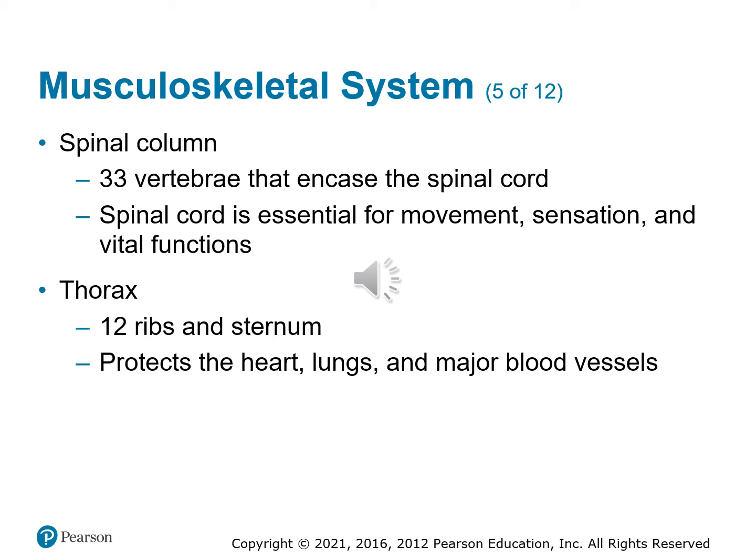The thorax, which is kind of the chest area, if you will, includes 12 ribs and the sternum, which is in the front or is anterior. This protects the heart, the lungs, and the major blood vessels. So we talked about the skull protecting the brain and how important that is. We also know that the lungs and the heart, along with those large vessels that help supply oxygen to every part of the body, are all included in the thorax. And so this, again, needs to be well protected, and that's what our ribs and our sternum do.